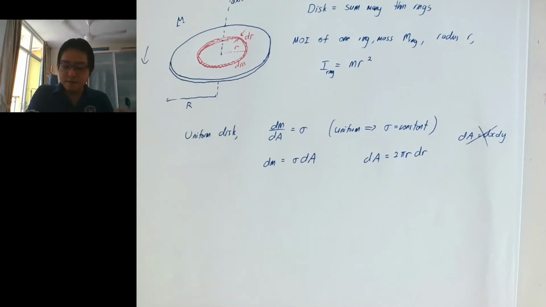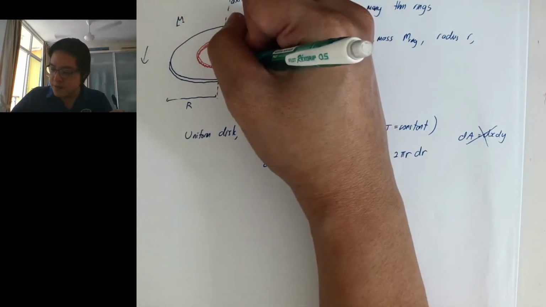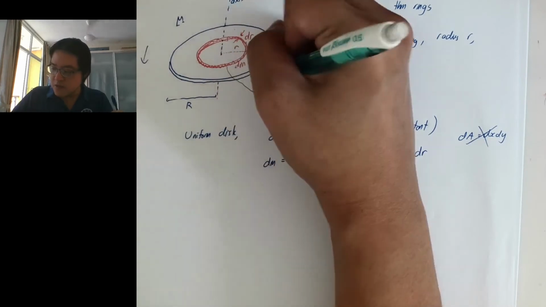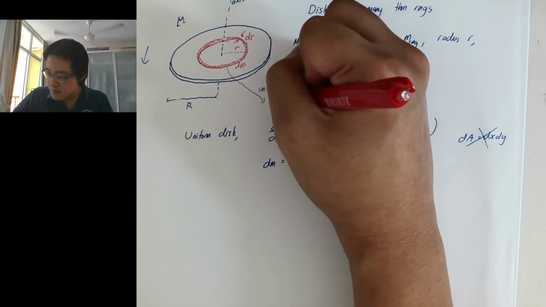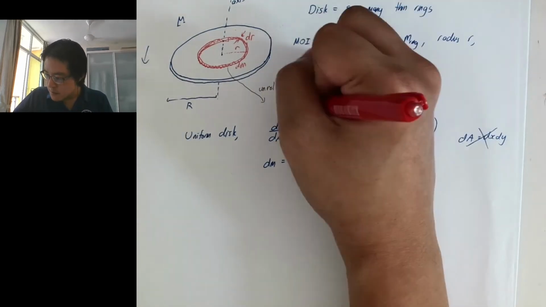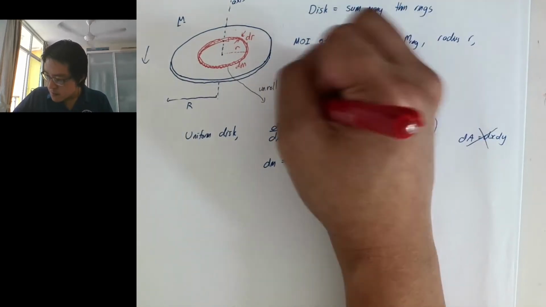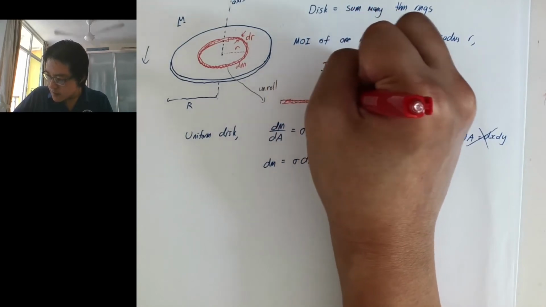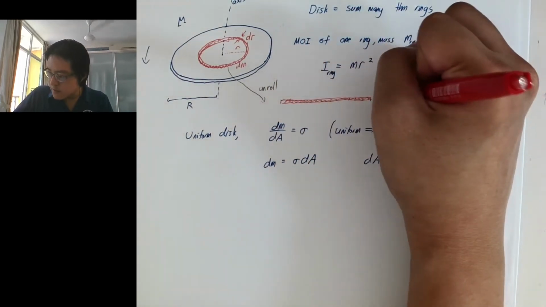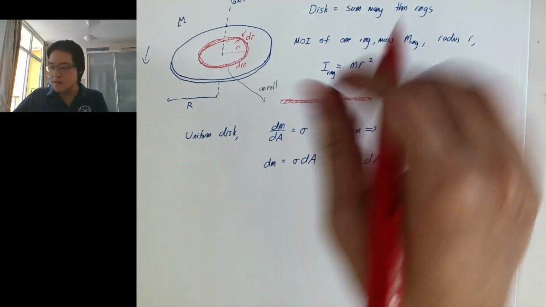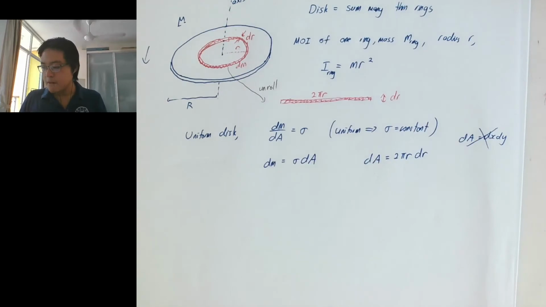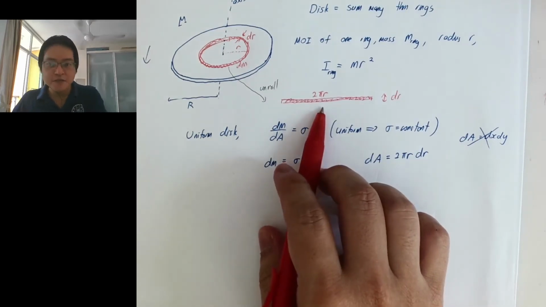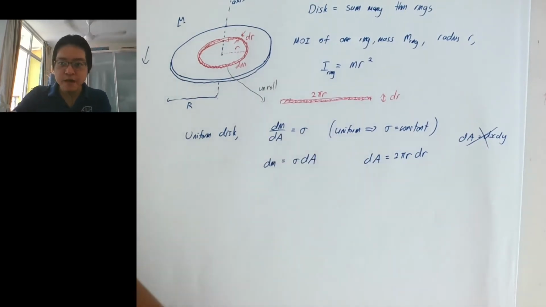Right, so basically what I'm doing is I unroll the ring, so I get something very thin, and the height of this is dr. I unroll it already, the thickness is dr, and the circumference is 2 pi r. So what's the area of this thing after you unroll it? Right, so it's 2 pi r dr. dr is the tiny thickness, yes.